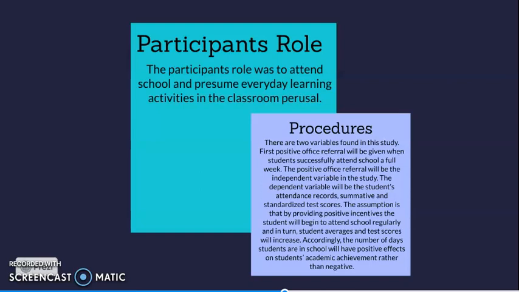The assumption is that by providing positive incentives, the students will begin to attend school regularly, and in turn, students' averages and test scores will increase. Accordingly, the number of days students are in school will have positive effects on students' academic achievement rather than negative.